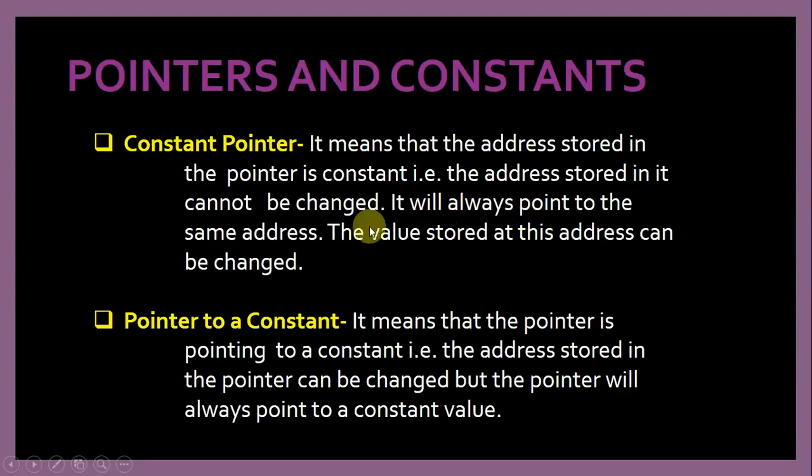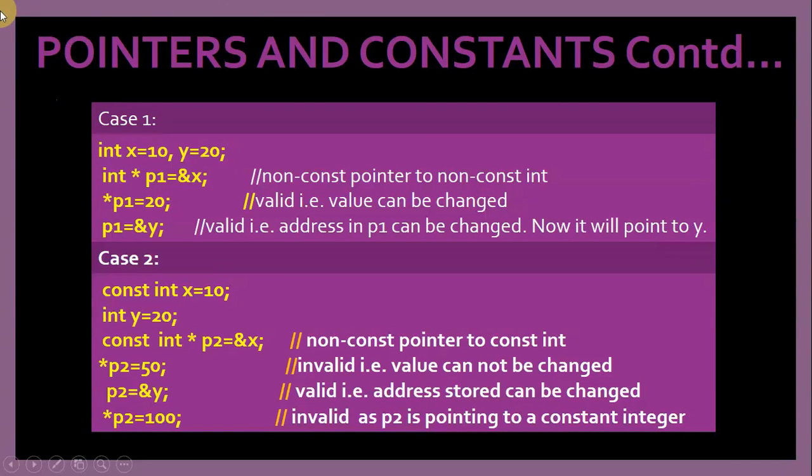It will always point to the same address, but the value stored at this address can be changed because the value is not constant. Only the address to which it is pointing is constant. And in the case of pointer to a constant, the pointer is pointing to a constant. That is, the address stored in the pointer can be changed, but the pointer will always point to a constant value. The value cannot be changed, however, the address can be changed. Let us understand it by a few examples.